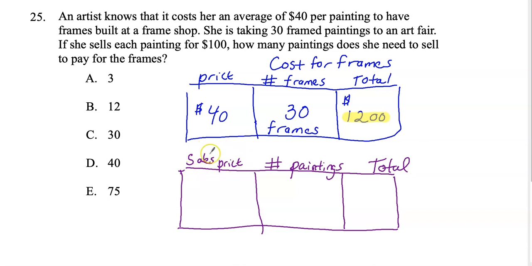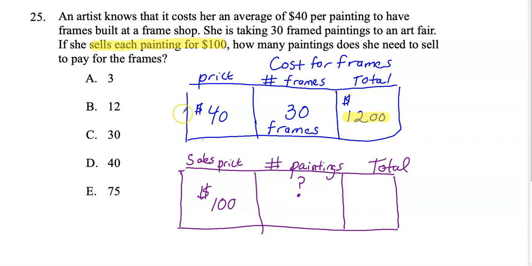So let's see here. What's the sales price for each painting? Is that right here? She sells each painting for $100. So I will put that right here. How many paintings does she sell? Well, that's the question. It says, how many paintings does she need to sell, right? I don't know this piece. This is a question mark here. And what is her total amount of sales? What is it going to have to be? What do you think?